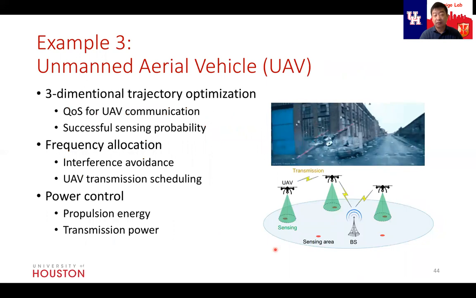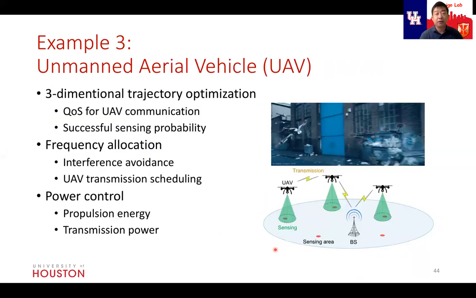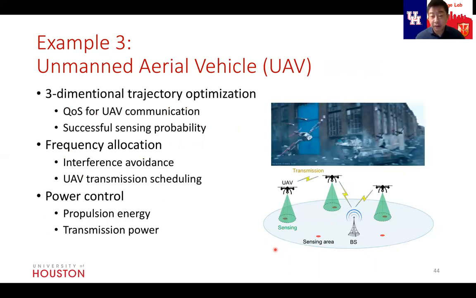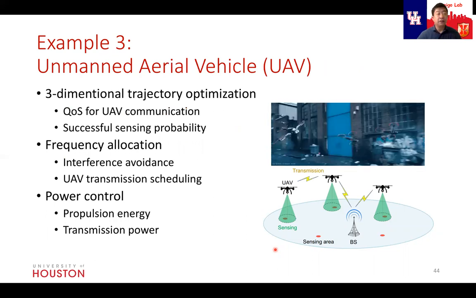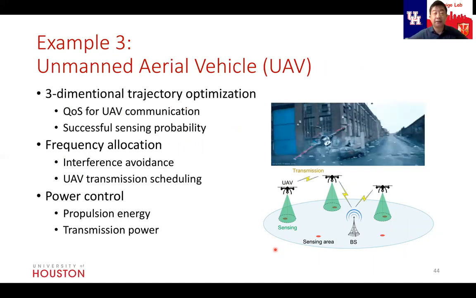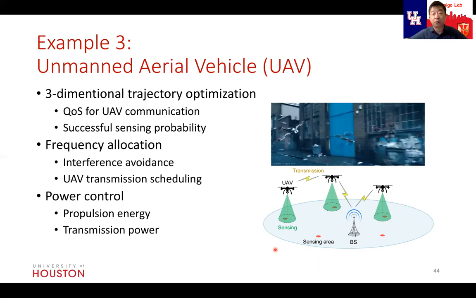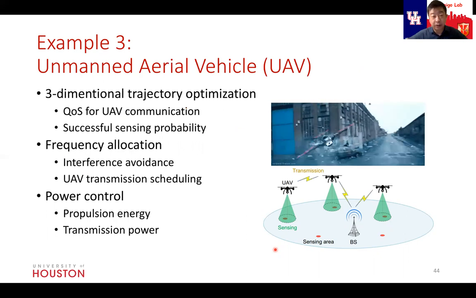And so in this case, okay, how could we solve it? And for detail, you can check our paper. And for the third example, we have this unmanned air vehicle, where the trajectory planning is controlled against Newton's law, which is an ODE, and the quality of service and sensing probability.